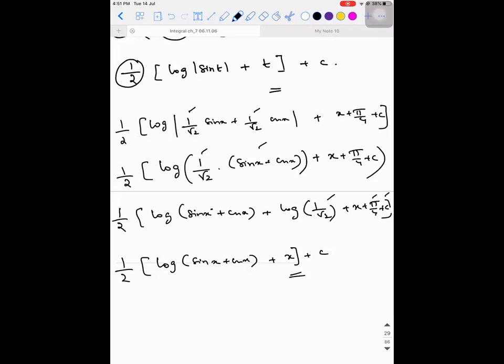It depends on which step you leave the answer. So you can ask me, how do I know in the exam which step I should stop with? You should actually try to write it in the simplified form.